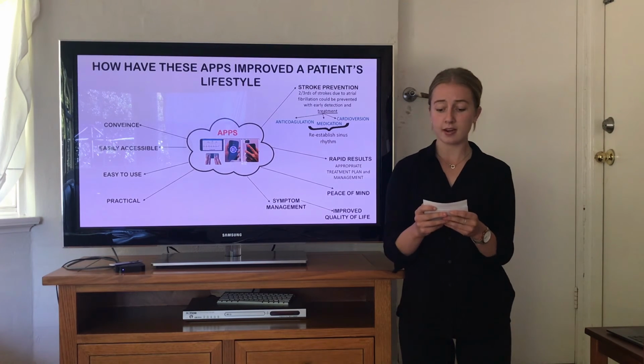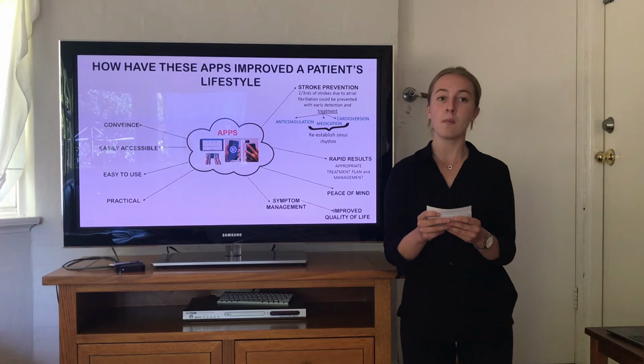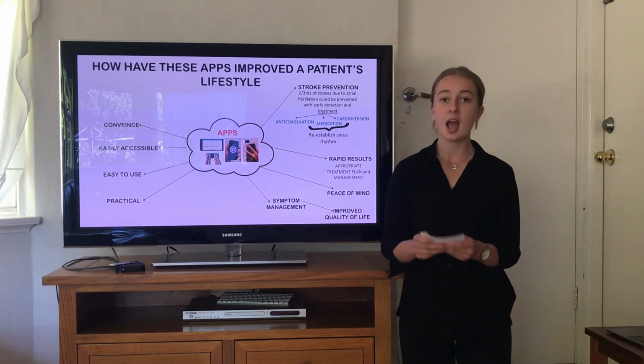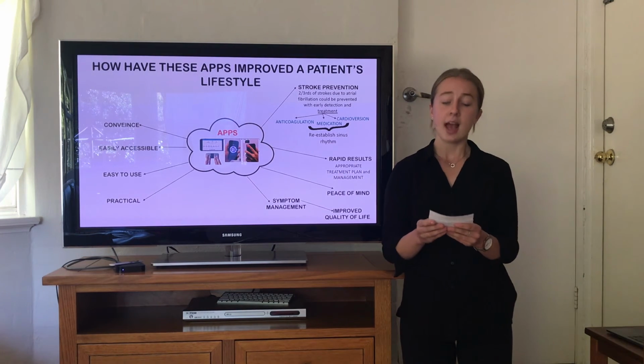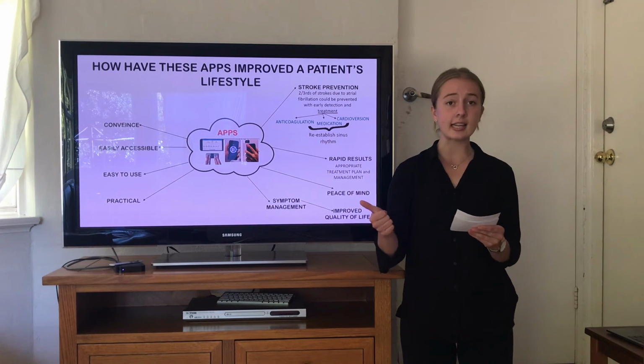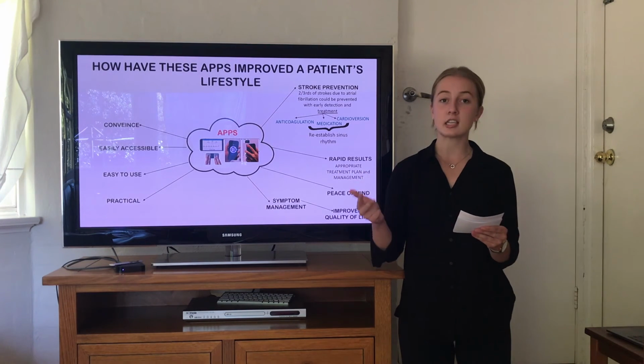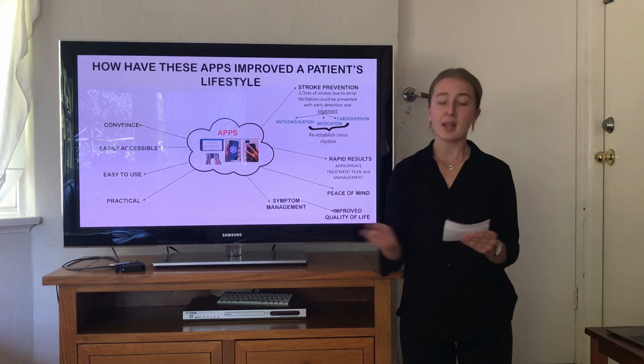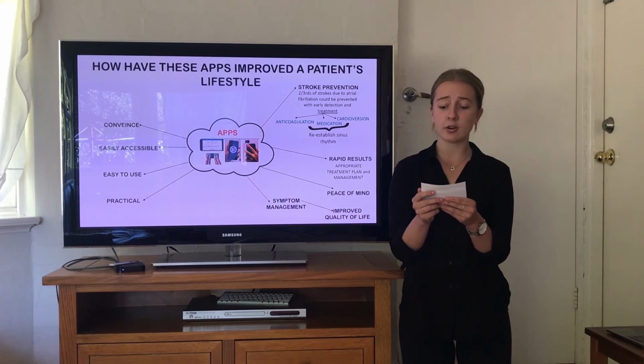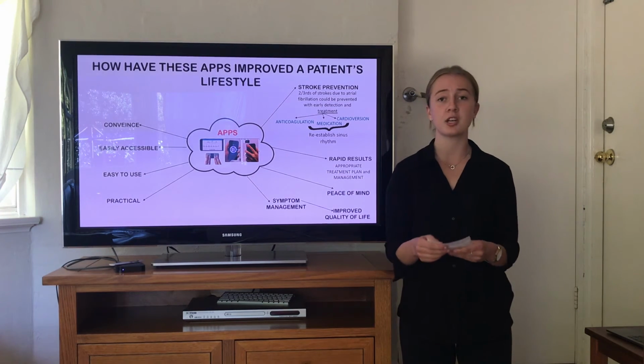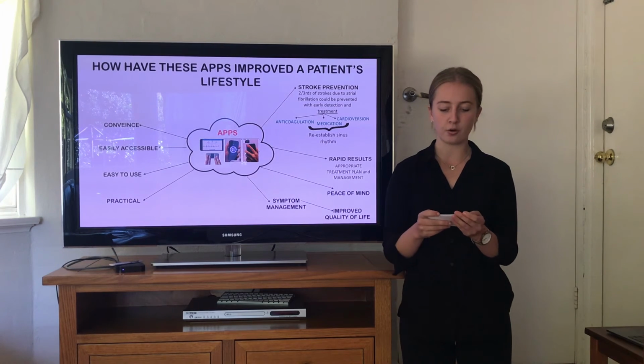Patients are also given peace of mind about their diagnosis and the ability to make alterations to their lifestyle to ensure successful management of their symptoms. Ultimately, it can be seen that since smartphone apps are easily accessible, quick to use, inexpensive, practical and accurate, they have the ability to make diagnosing patients with atrial fibrillation a lot easier and more practical.